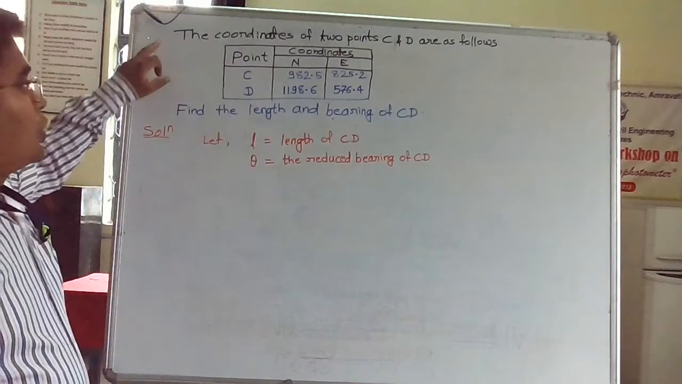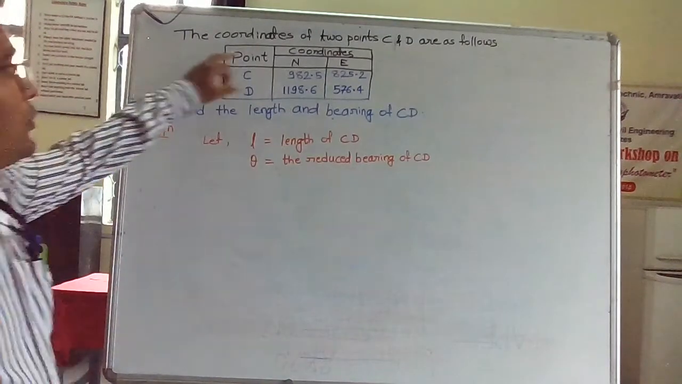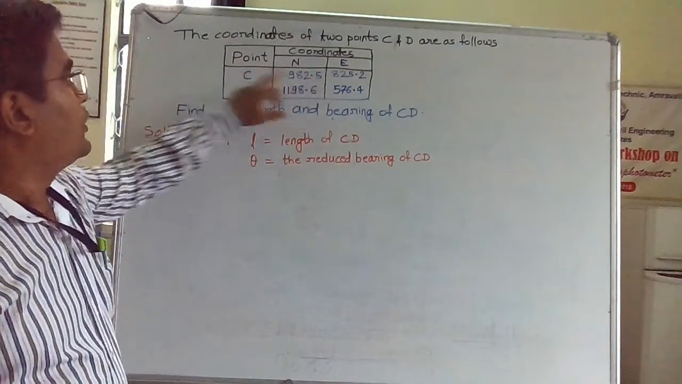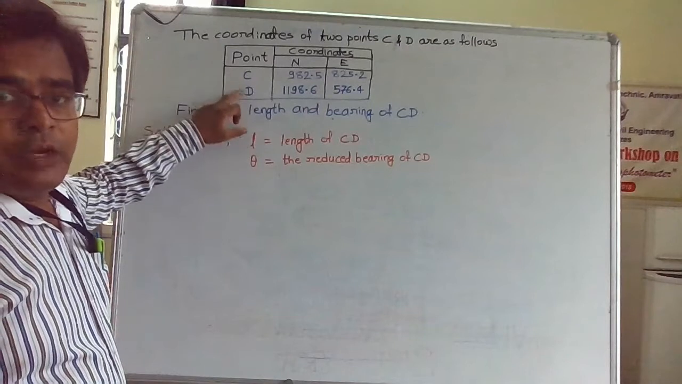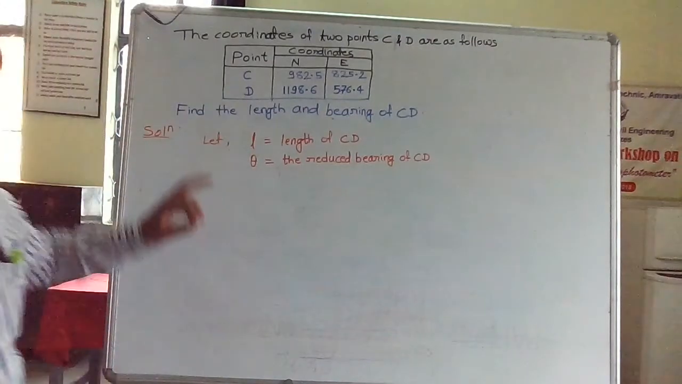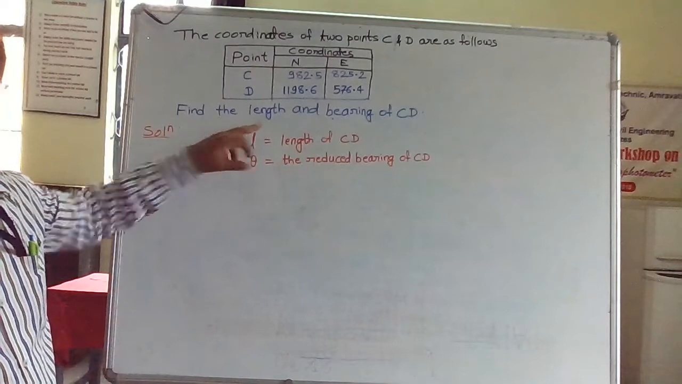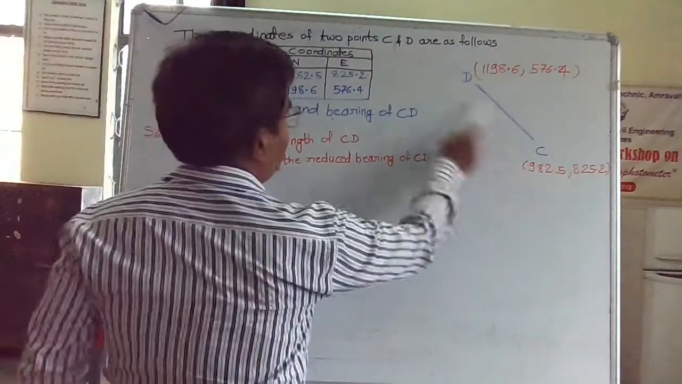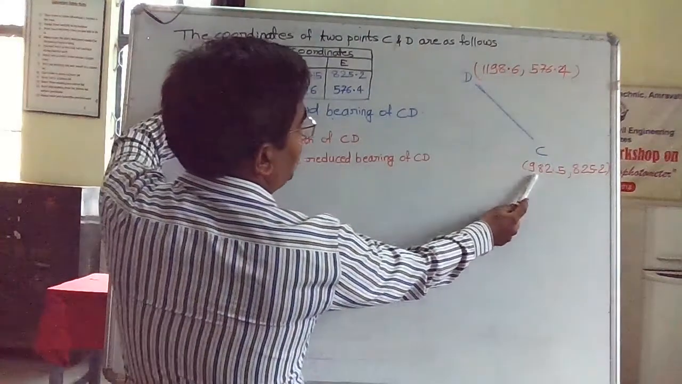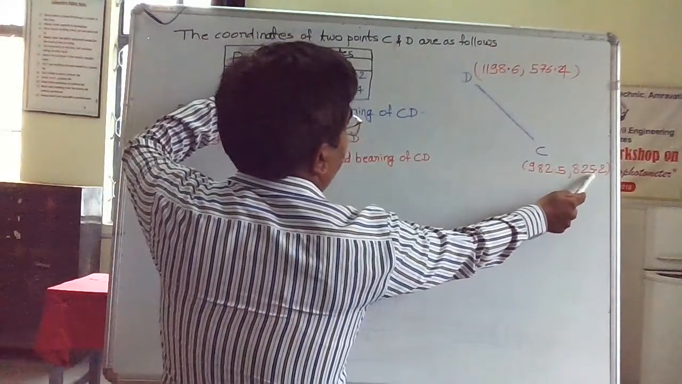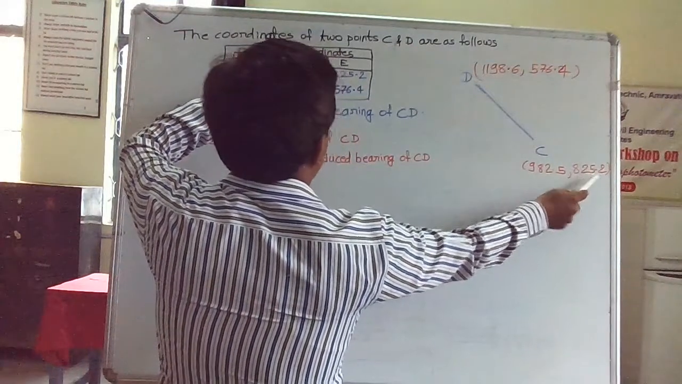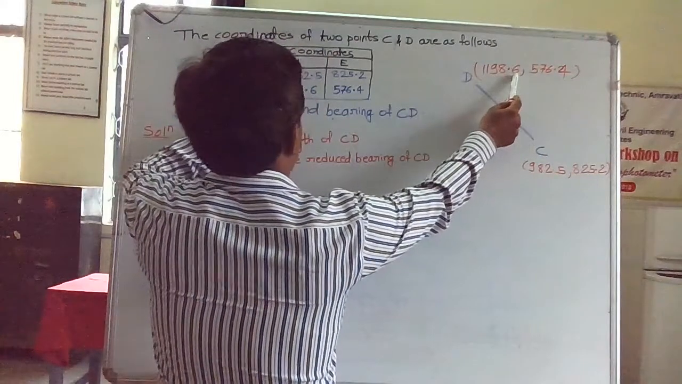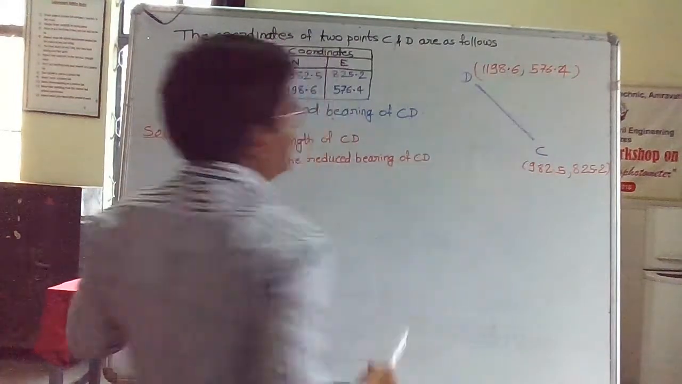Here, let us see another short problem. Here, the coordinates of the 2 points C and D are as follows. The north coordinate and east coordinate of point C and point D are given, and we have to find the length and bearing of line CD. We can represent line CD with the coordinates of C, north is 92.5 and east is 825.2, and for point D, north is 1198.6 and east is 576.4.